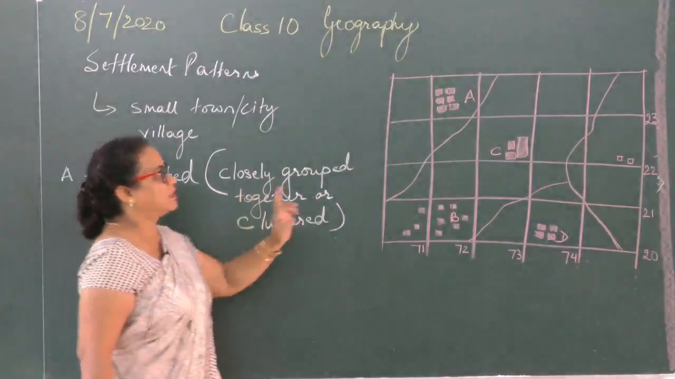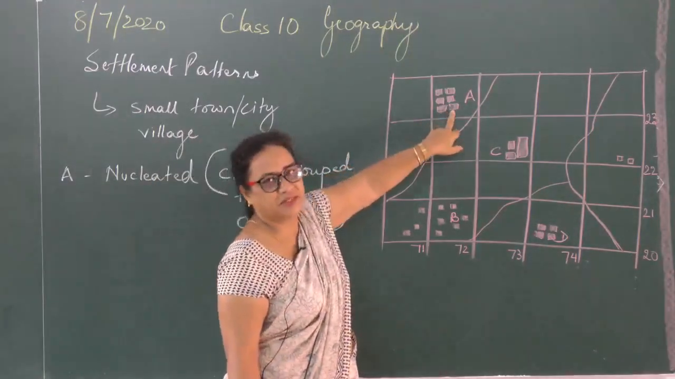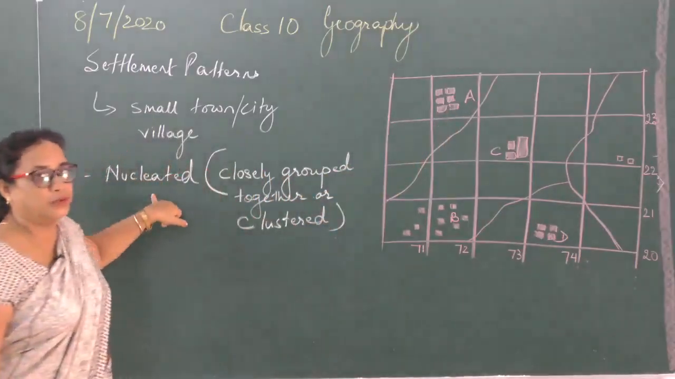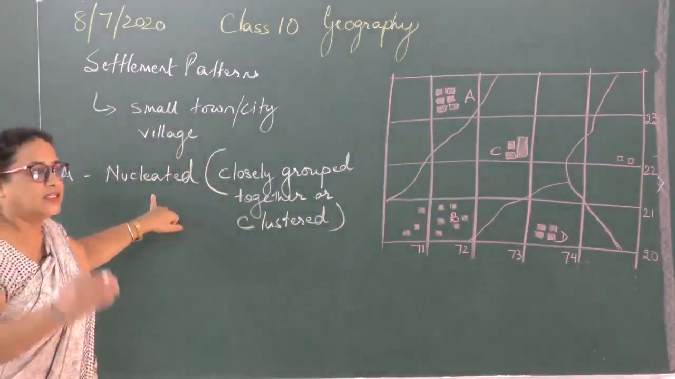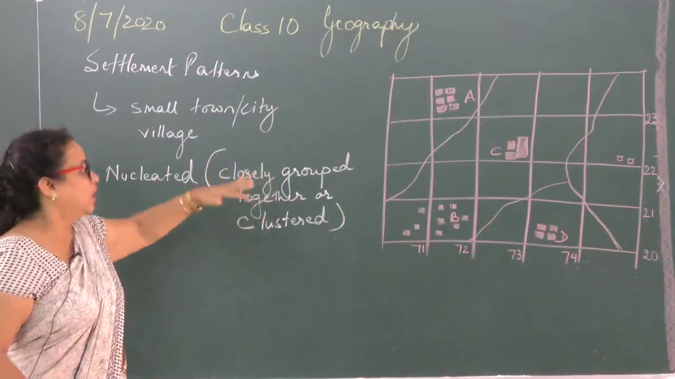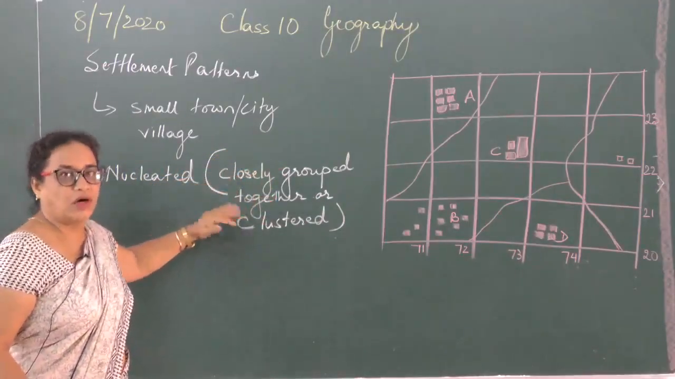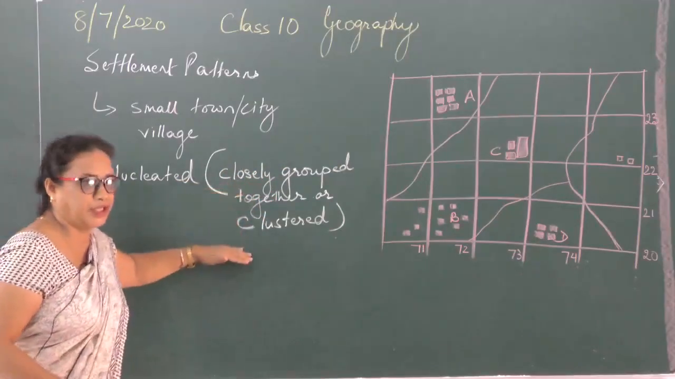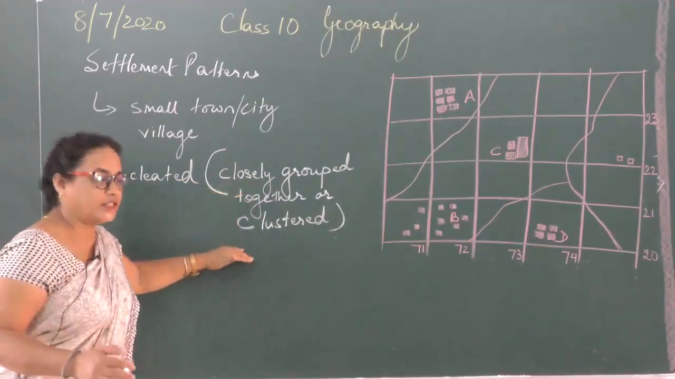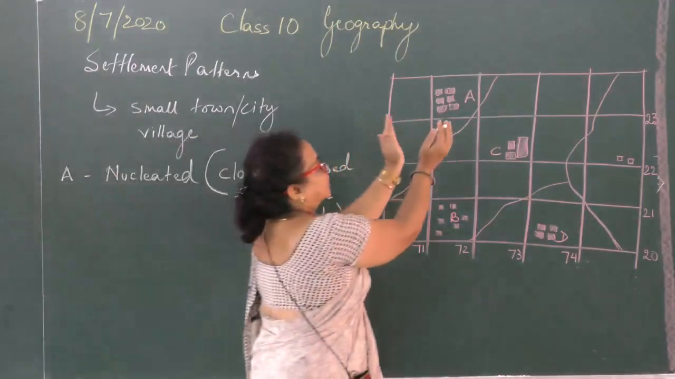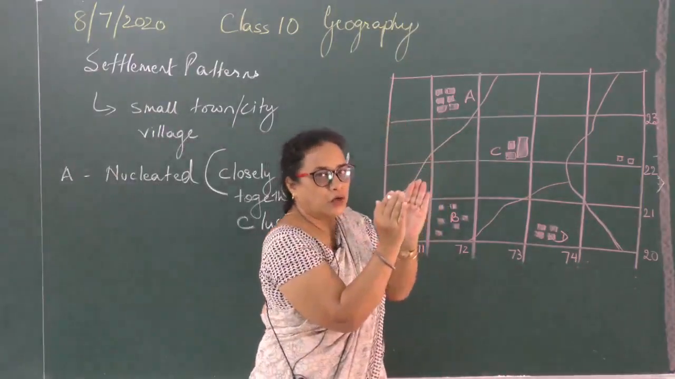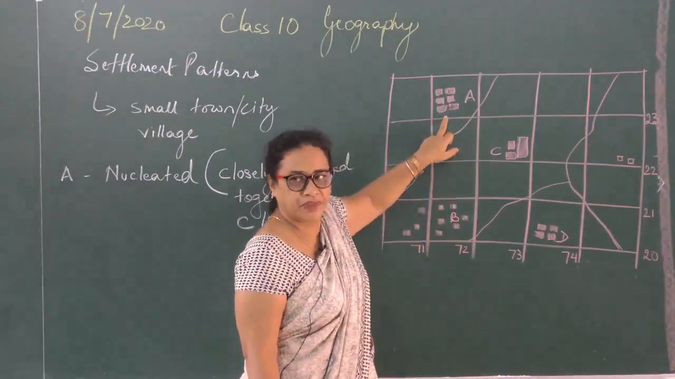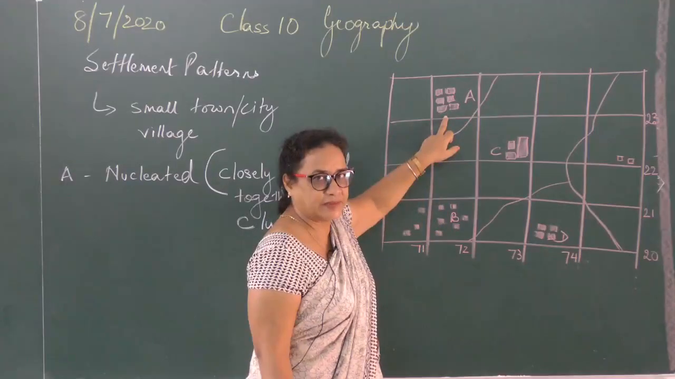Clear? You will be asked, identify what type of settlement A is. Your answer will be, it is a nucleated settlement. Clear? Second part of the question will be, why is it so? Or give a reason. Now the reason simply means you are writing the meaning of the word nucleated. It is a nucleated settlement. Why? The constructions or the buildings are close to each other. There is very little gap between them. Clear? So that is a nucleated settlement.